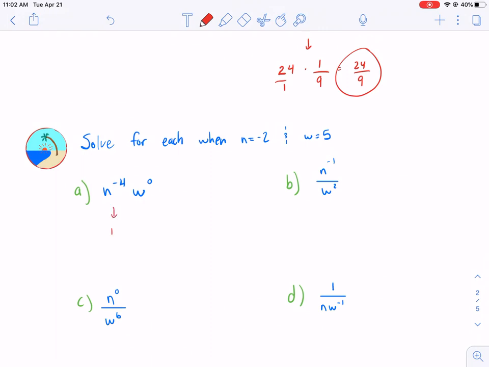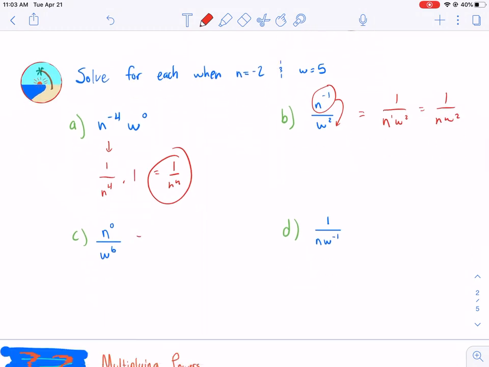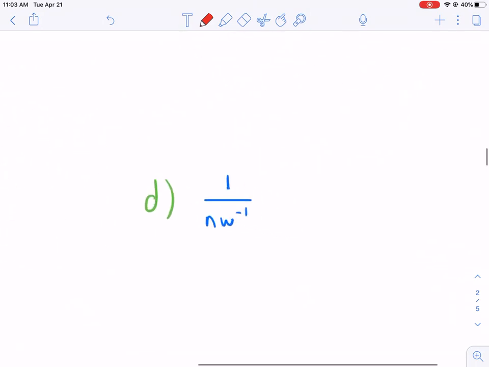Moving on to the last couple examples, we have n to the negative 4. I'm going to change this to 1 over n to the 4th, times w to the 0. Anything to the 0 power is 1. So this becomes 1 over n to the 4th times 1, which is 1 over n to the 4th. Final answer. Anytime you see a negative exponent, think that it's going to go to the denominator. So I like to think of it as like this. 1 over n to the 1st, w to the 2nd, or just 1 over n w to the 2nd. n to the 0 is just 1. w to the 6, that's that answer. And then anything that's a negative exponent is going to go to the other side. So we have 1 times w to the 1st over n, which is just w over n.